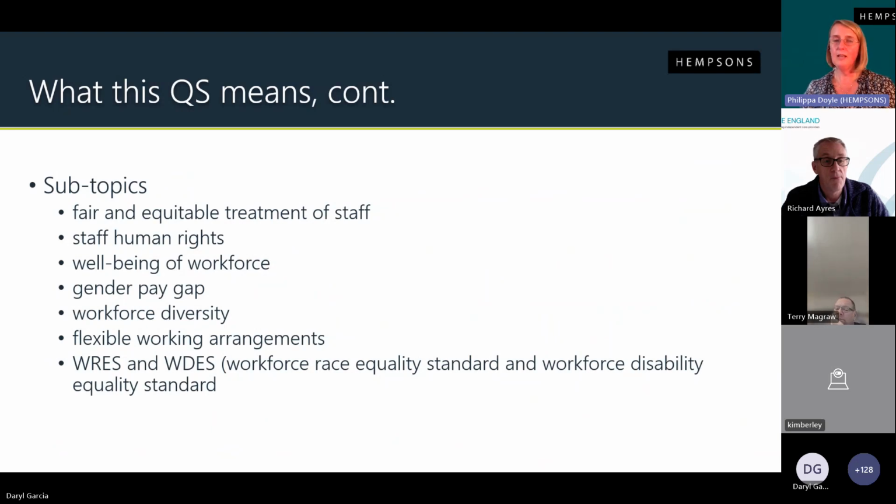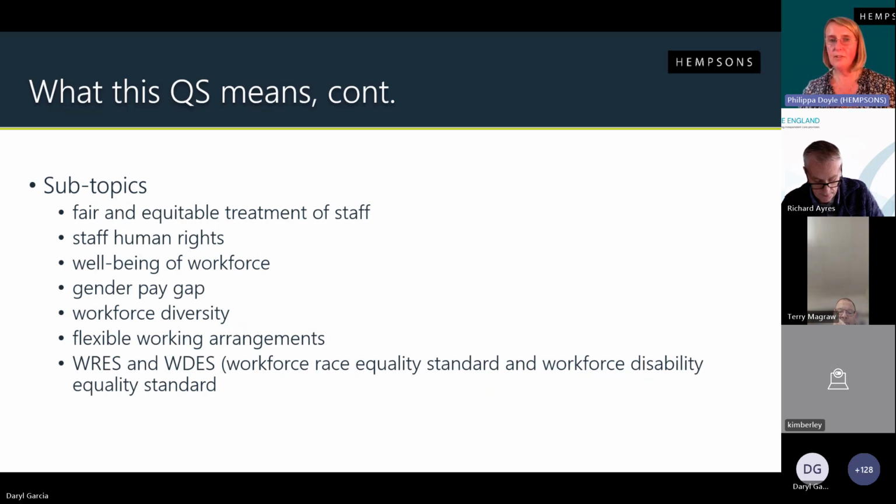Lots of subtopics there. Fair and equitable treatment of staff, human rights, the well-being of the workforce, if there's any kind of gender pay gap, if there's any kind of workforce diversity, what flexible working arrangements you might have within the organisation. And then anyone on this call who's from an NHS background might be familiar with the workforce race equality standards and the workforce disability equality standards as well, that are really useful to read into and to understand and work towards for those in the social care sphere as well.